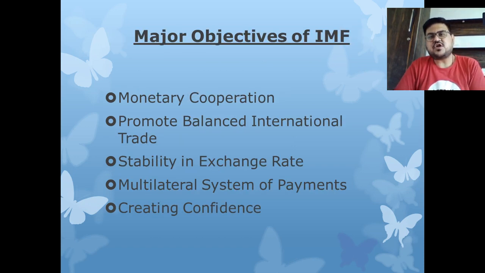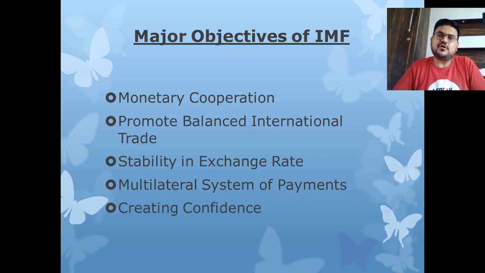So what are the major objectives of IMF? Objectives means what are the aims? Why was the International Monetary Fund created? So the main objective of IMF is monetary cooperation, to cooperate with the world economies, to cooperate with the countries across the world in terms of money, to guide in terms of money, to help in terms of money. That is the main objective of the International Monetary Fund, to promote balanced international trade.